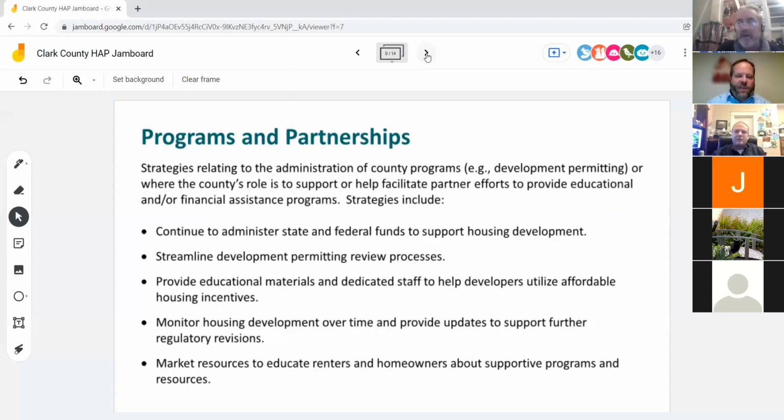Looking at streamlining the development permitting review process to try to reduce timelines and save cost. We talked about having dedicated staff to help developers understand and use affordable housing incentives and to provide information to both developers and renters and homeowners about the resources that are available for them. And then finally, monitoring housing development over time. We learned that having good data is really important to making good policy. So monitoring development over time, including unit size, price points, location, all sorts of data, so that we can make better policy decisions going forward.